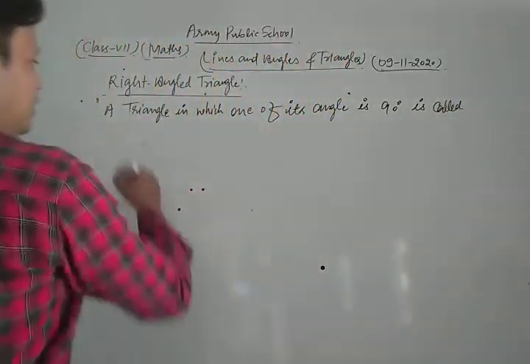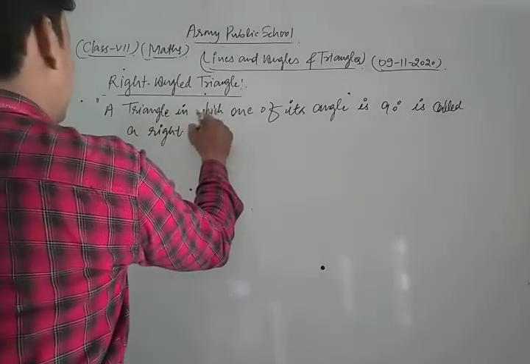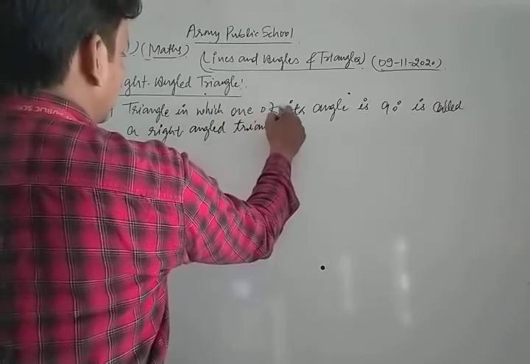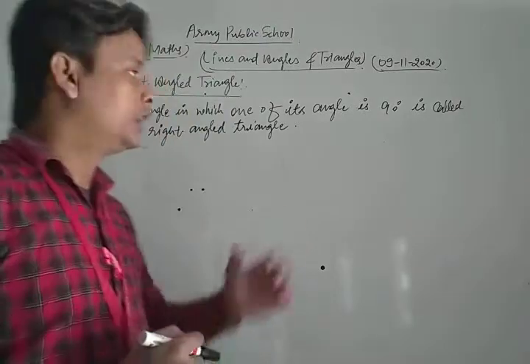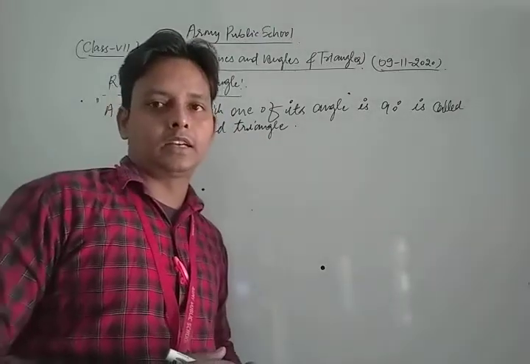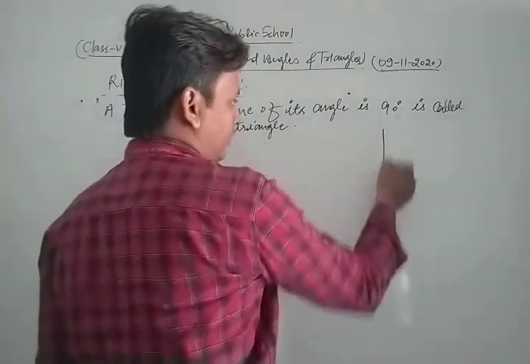is called a right angled triangle. Okay dear friends, so in this way we can say that a triangle in which one of its angles is 90 degrees is called what? A right angle triangle. Right, now let's see from the figure.